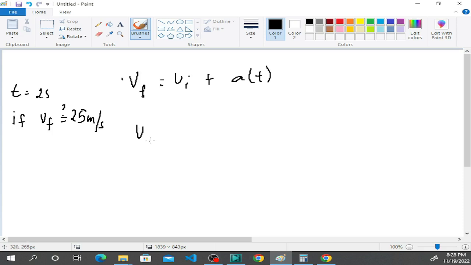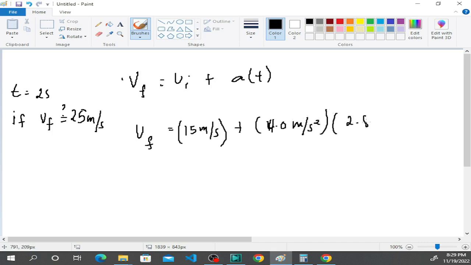So we have vf is equivalent to the initial velocity, which we know is 15 meters per second, that's in the given, plus the acceleration 4.0 meters per second squared times the value of time, which is 2.0 seconds. That's going to cancel out one second there. So this is 15 meters per second plus 4 times 2, which is 8 meters per second.